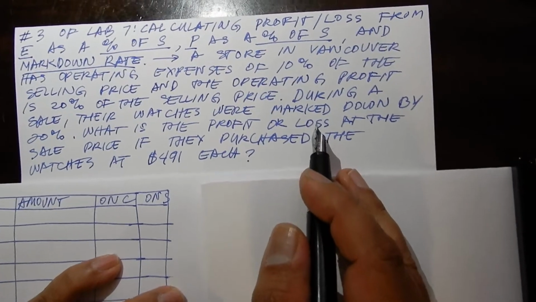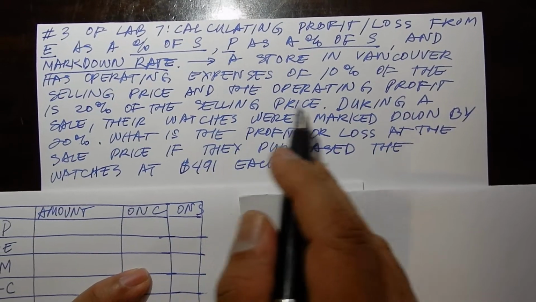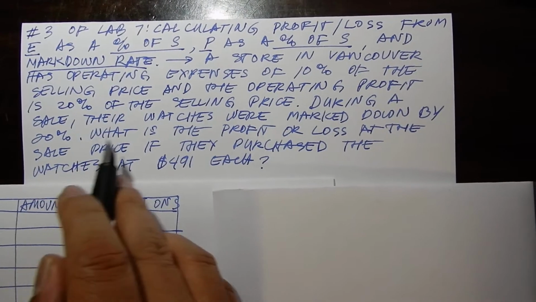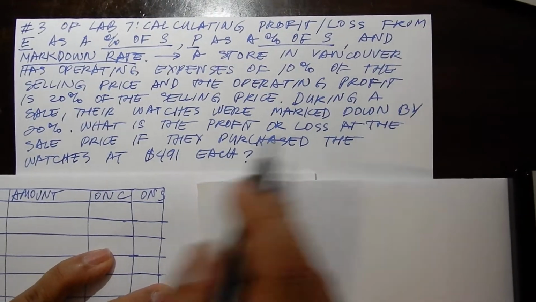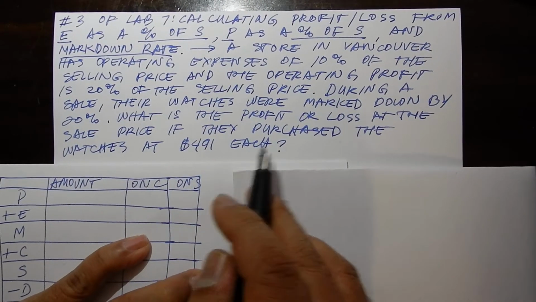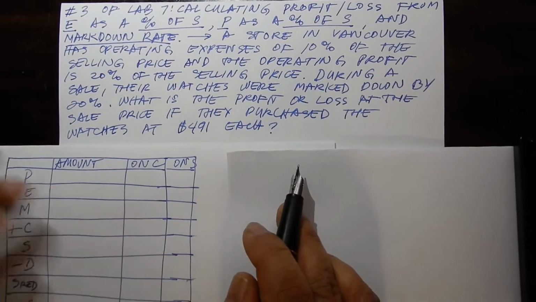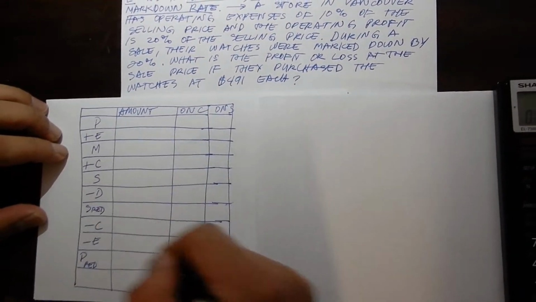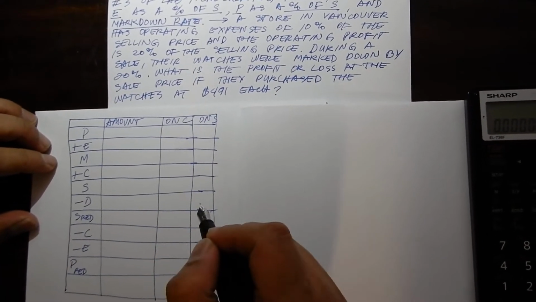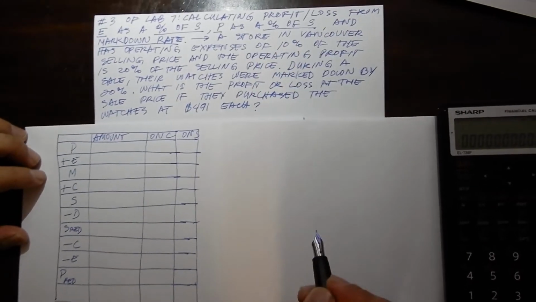A store in Vancouver has operating expenses of 10% of the selling price and operating profit of 20% of the selling price. During a sale, their watches were marked down by 20%. What is the profit or loss at the sale price if they purchase the watches at $491 each? Okay, now let's fill up the merchandising table first with all of the given information, and then we'll try to answer the question.